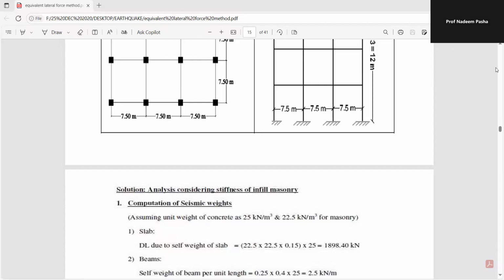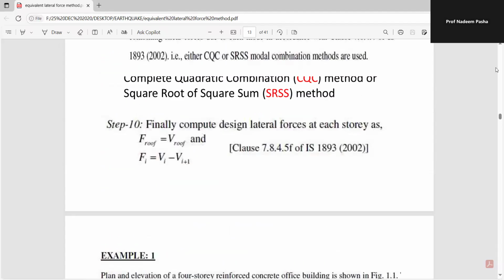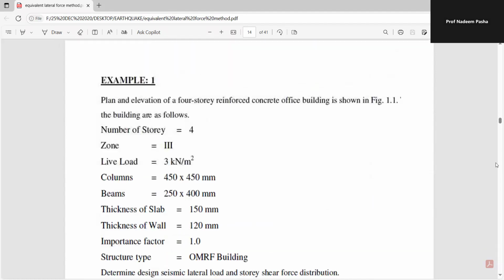I am sharing the screen. I hope it is visible to you. If not, you tell me. You just place your queries in the comment box if you are unable to see it.